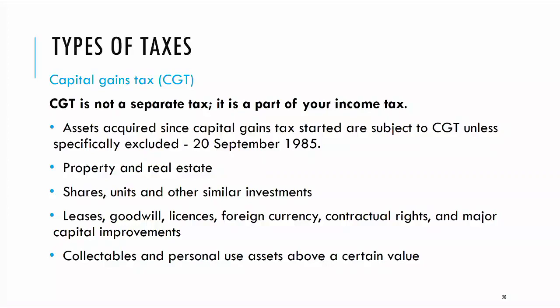Leases, goodwill, licenses, foreign currency, contractual rights, and major capital improvements also come under capital gain tax. And collectibles and personal use assets above a certain value. But these are not our main concerns. Our main concern is property and real estate.